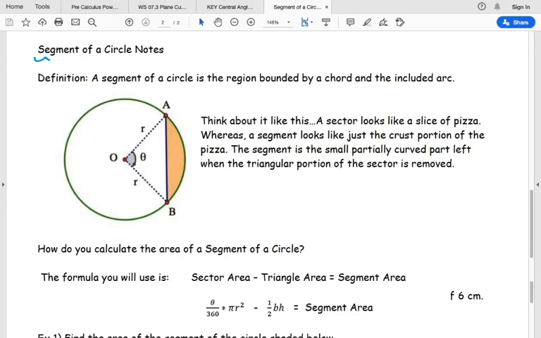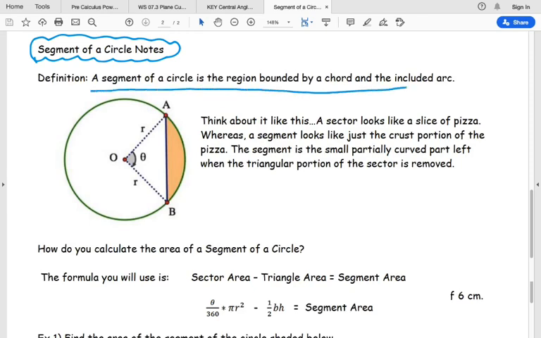Okay, now we're actually going to do our notes over segment of a circle. So the definition of a segment of a circle is the region bounded by a chord and the included arc. So if you look right here, we've got chord AB, and then this is the included arc AB. So the shaded region right here is the segment of the circle, or it's one of many segments of the circle. You can think about it like this. If you think about a circular pizza and you take one slice, the crust part would be the segment.